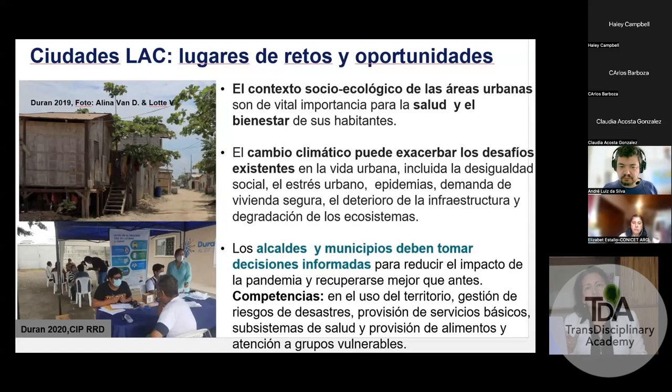All this is related to the effect and impact on public health. Les voy a contar now I would like to tell you about the process. The collaboration.